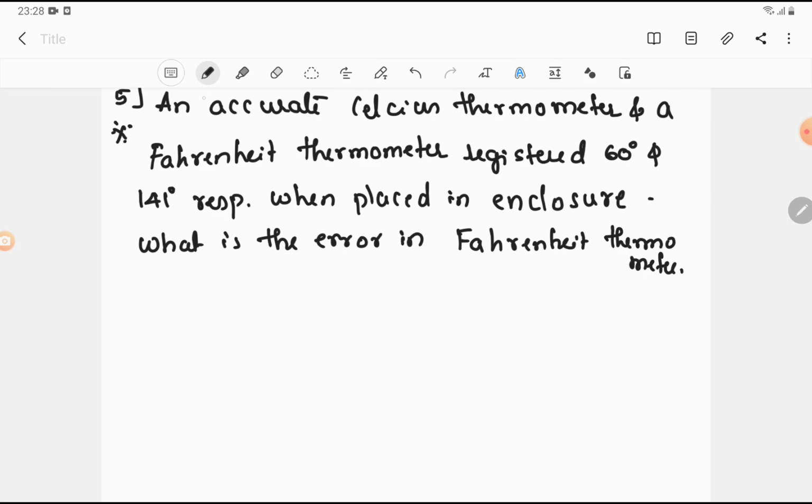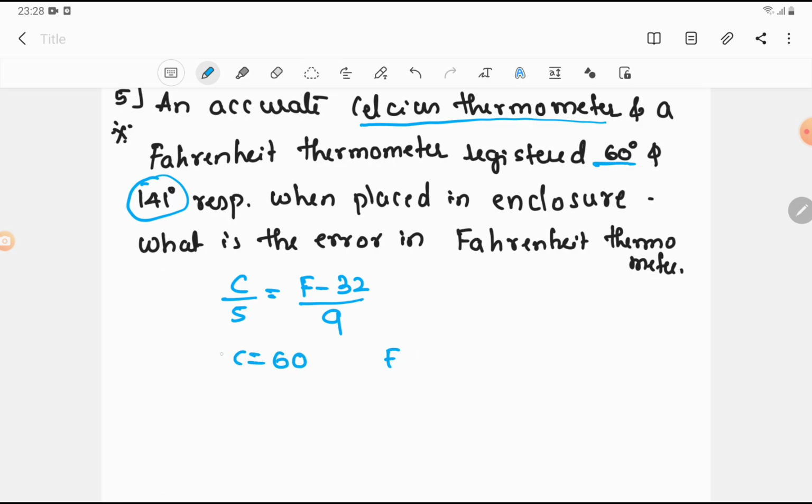Here the accurate Celsius thermometer measures 60 degrees and a normal Fahrenheit thermometer measures 141 degrees. The interconversion is C by 5 is equal to F minus 32 by 9. If C is accurate, 60, we'll find F accurate also. I will say F naught.